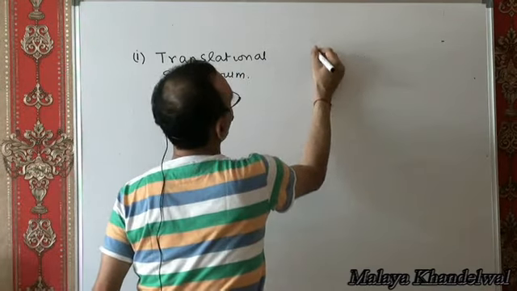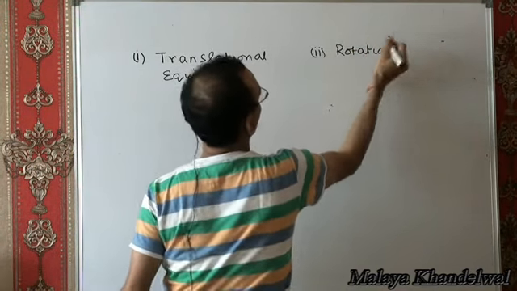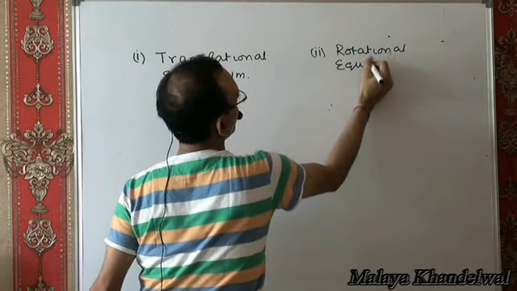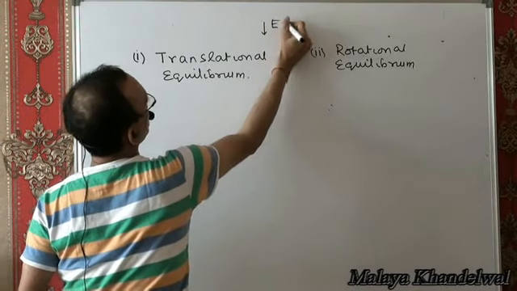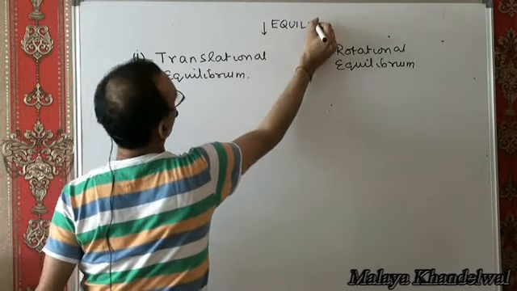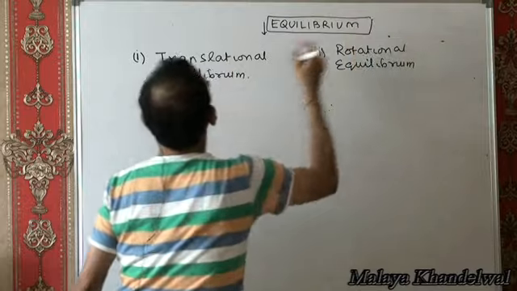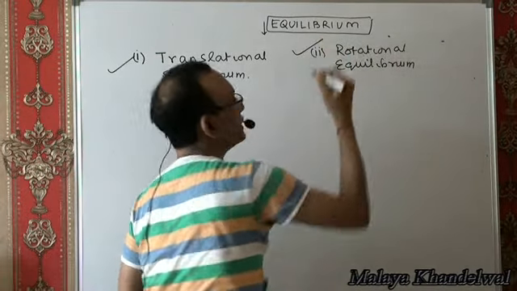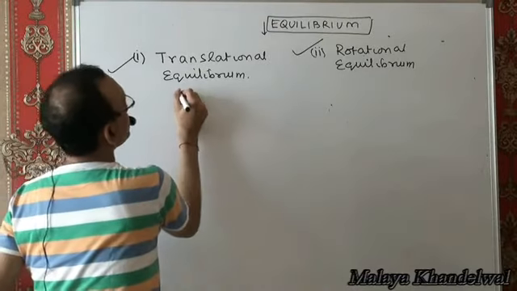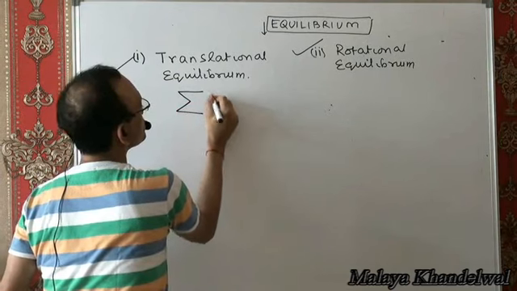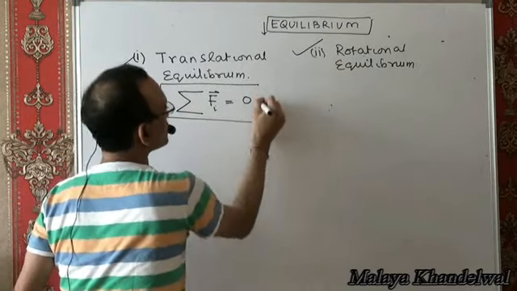We are talking of rotational equilibrium. If we are talking of total equilibrium, then there must be translational equilibrium and there must be rotational equilibrium, right? Translational equilibrium means the vector sum of all forces must add up to 0. That will guarantee translational equilibrium.